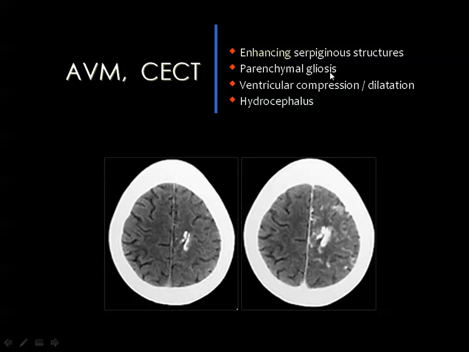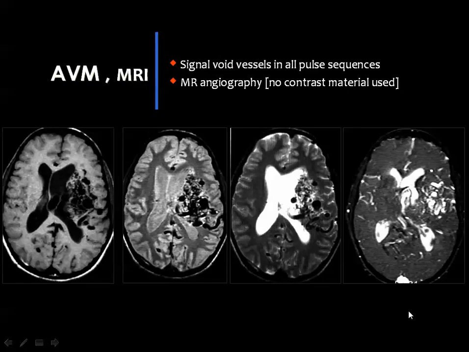Then hemorrhage in the arteriovenous malformation site may result in a mass effect and compression of the ventricle, and also hemorrhage in the subarachnoid space may lead to the development of hydrocephalus. By MRI, you can see multiple dilated tortuous signal void vessels in the region of the vascular malformation in all pulse sequences: in T1, in the proton density, in the FLAIR, and in the T2 weighted image.